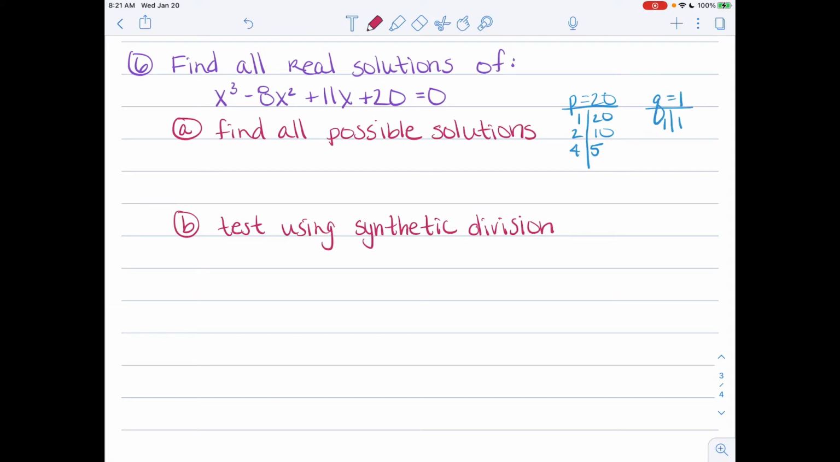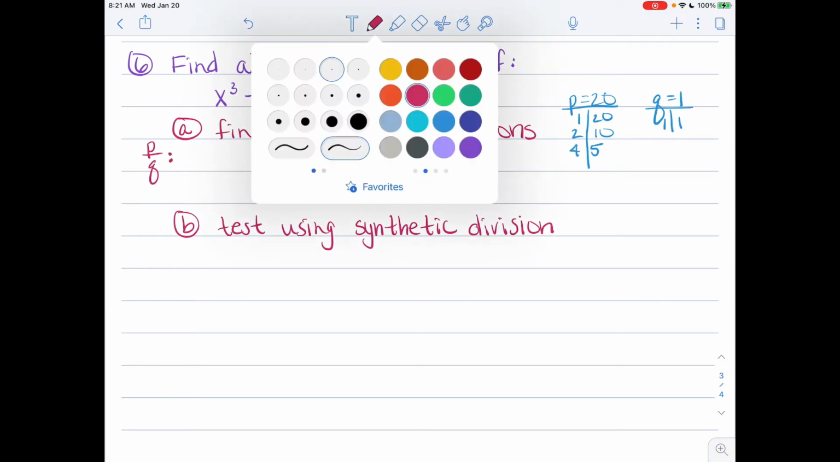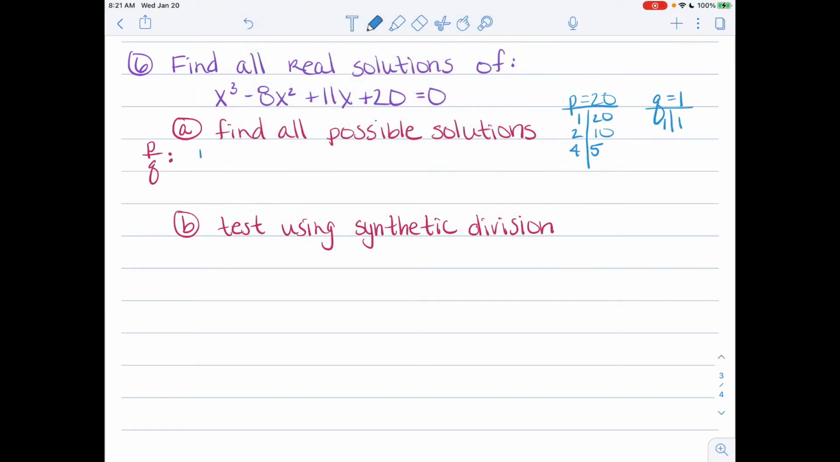So the first thing I'm going to do is, just like before, find all of the possible solutions, the possible p over q values. So I can say plus and minus 1, plus and minus 2, plus and minus 4, plus and minus 5, plus and minus 10, and plus and minus 20. Again, that is every p value that you see here divided by the q value of 1, which is the only q value in this case.